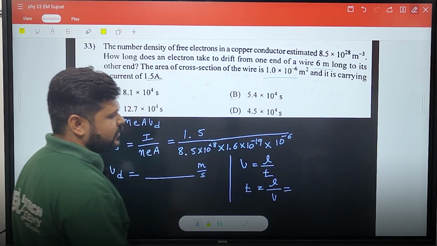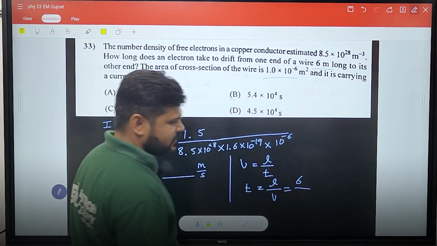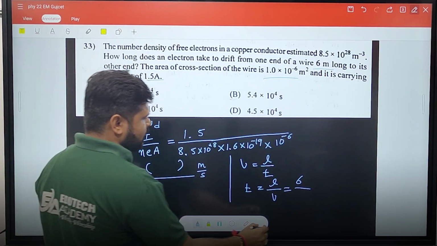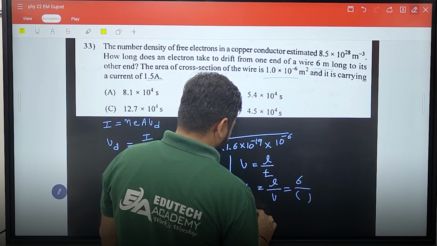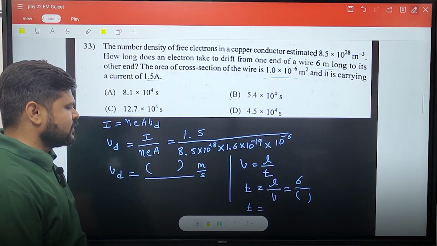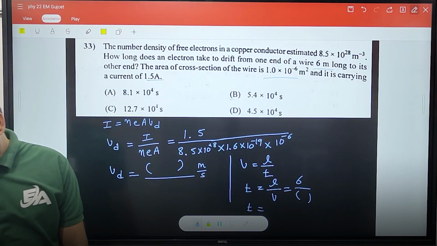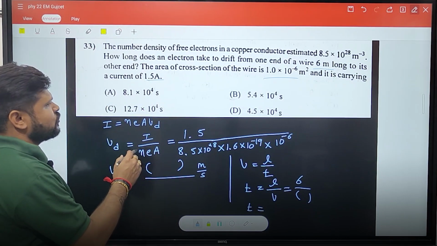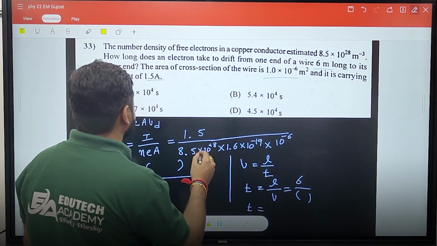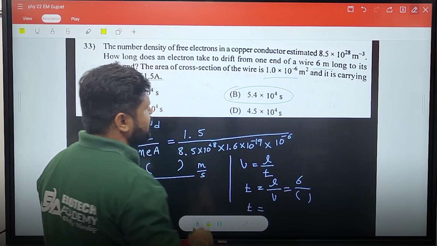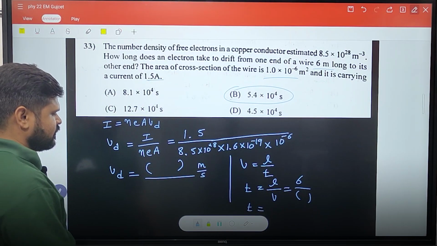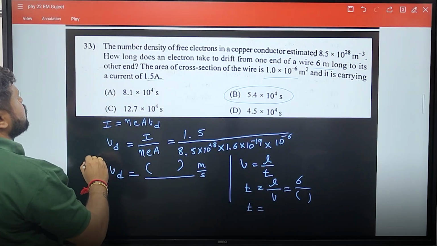What is the distance traveled to reach from one end to another end? That is 6 meter. And the drift velocity, you will place this value. So finally, you will get your answer, that is 5.4 into 10 raised to 4 seconds. This will be your answer, 5.4 into 10 raised to 4 seconds. Next MCQ.